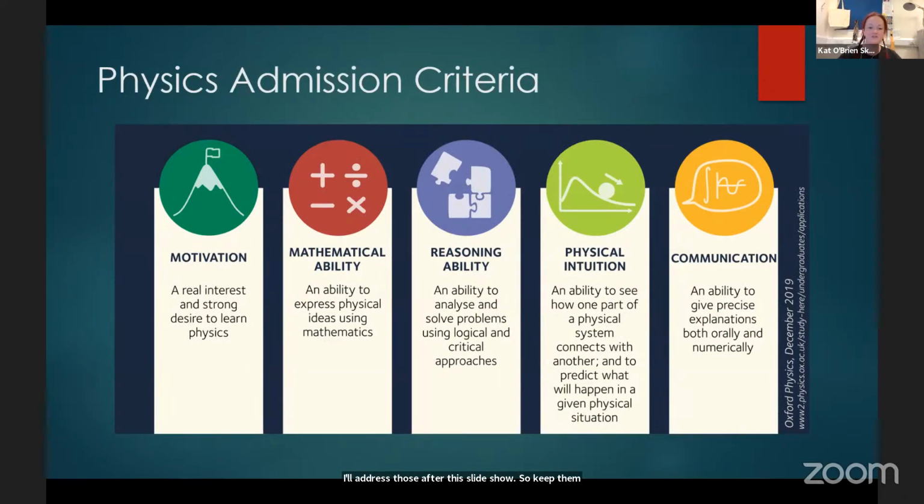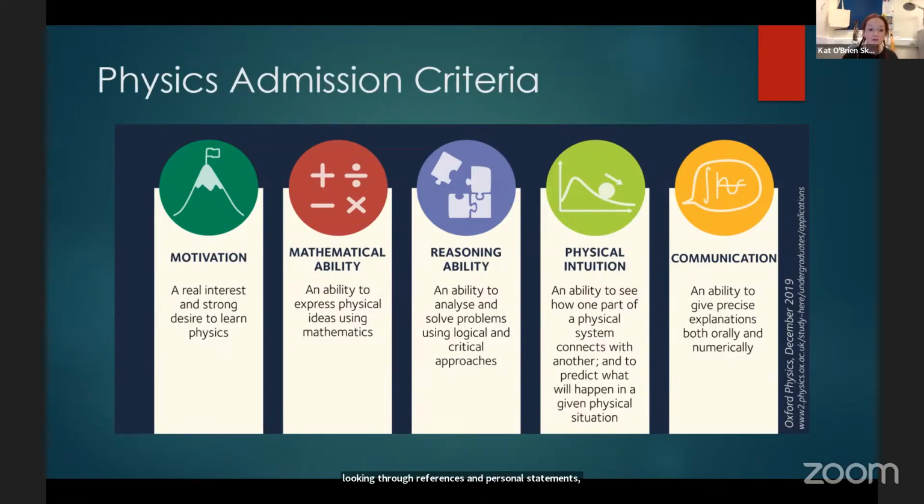But what I'd like to draw your attention to is something you might not have seen before. These are our physics admissions criteria. These are the 5 things that we're looking for in a successful candidate. And these are things that we look for in your PAT test, in your teacher reference, in your UCAS personal statement, and in your interview. So our questions in the PAT are designed to give us insight into these 5 criteria. The questions that you're asked at interview are designed to test these 5 criteria. And when we're looking through references and personal statements, these are what we're looking for.